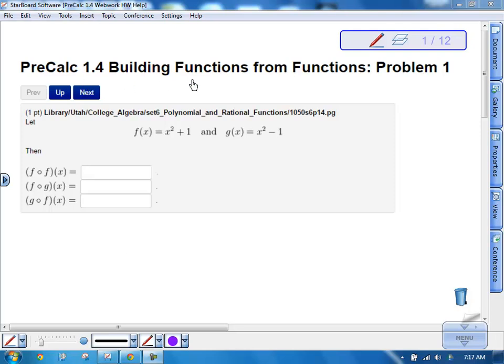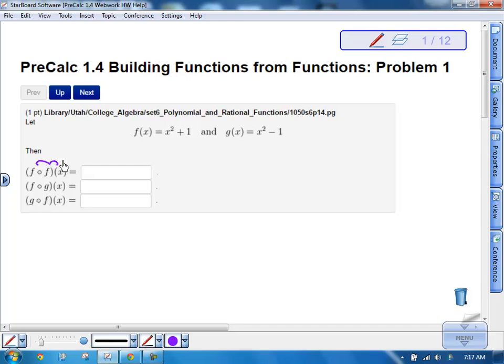Section 1.4 is on building functions. We're going to deal a lot with composition of functions, which is this funny notation right here if you haven't seen it before. What it means is this. This is read f of x. This is read f of g of x. This is read g of f of x. But you work inside out.